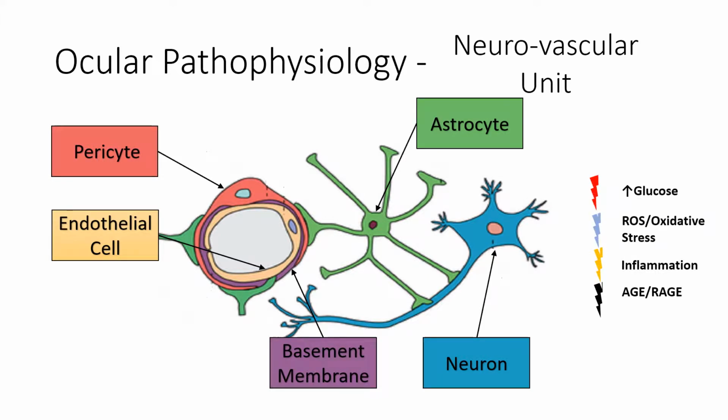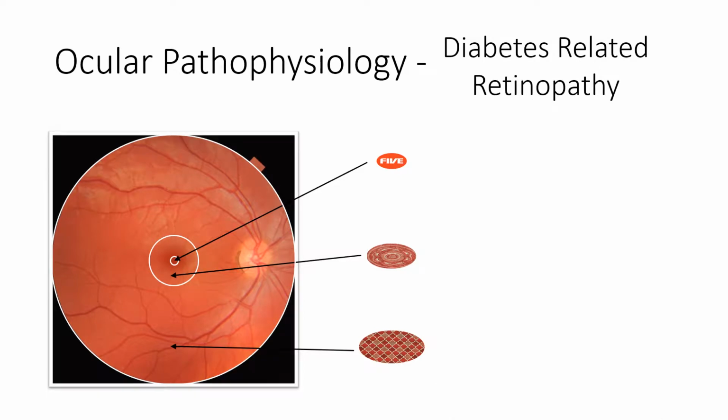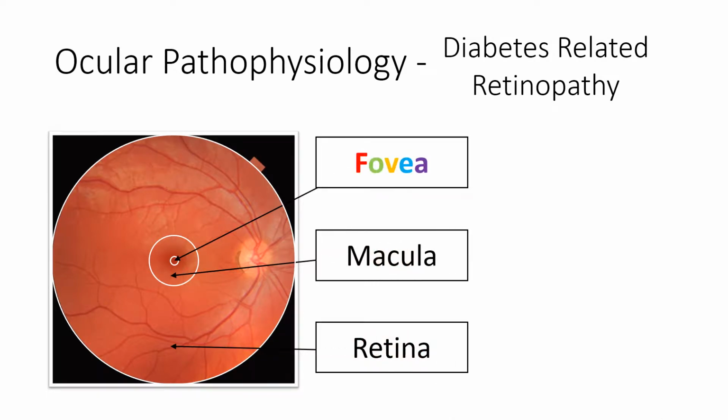Hyperglycemia initiates various pathways that include formation of advanced glycation end products, reactive oxygen species, oxidative stress, and inflammation that affect the functioning of the neurovascular unit. Diabetes-related retinopathy can occur in the retina, the macula, and the fovea. Prolonged hyperglycemia over time overwhelms the neurovascular unit's ability to function normally.